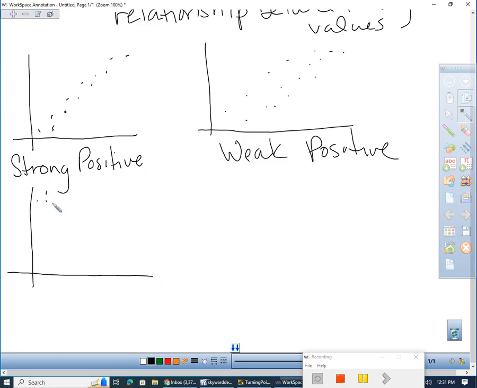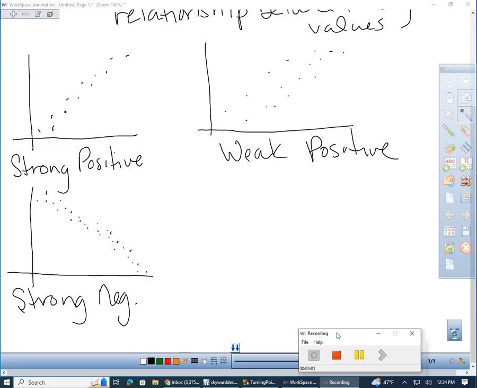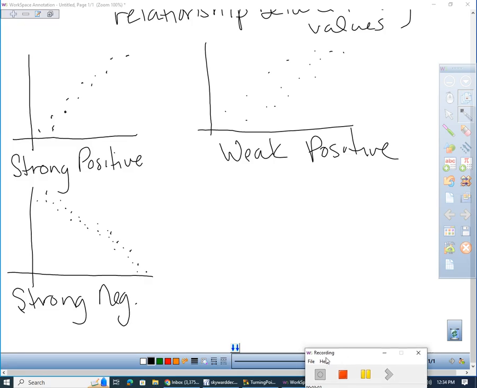If we have those dots and we plot them and they're really close to being in a line but going in a downward motion, this is a strong negative correlation. And if we had it going, of course, in that downward motion, but a little more spread out, any guesses? Weak negative.